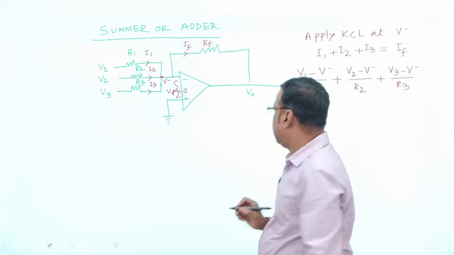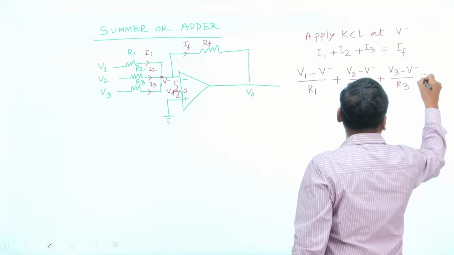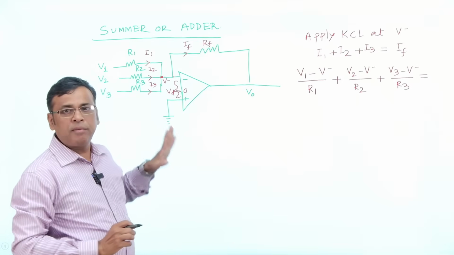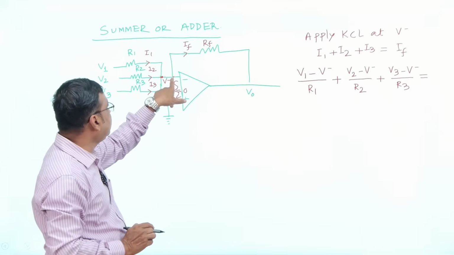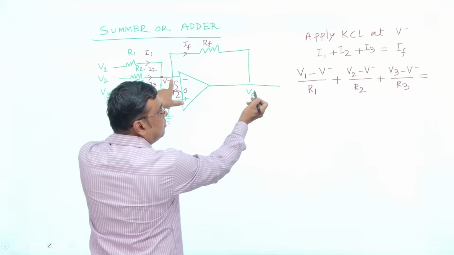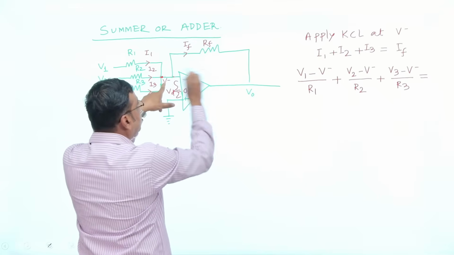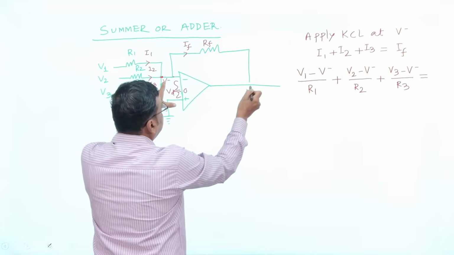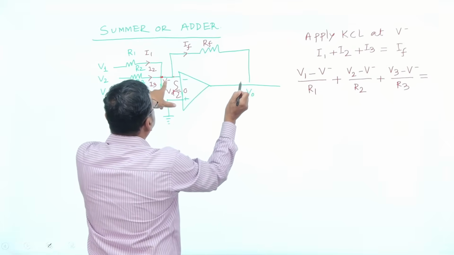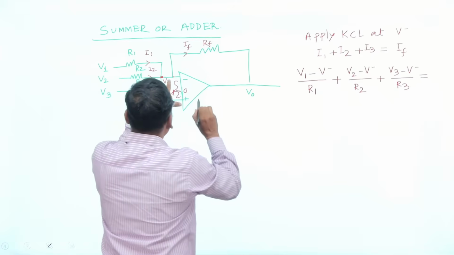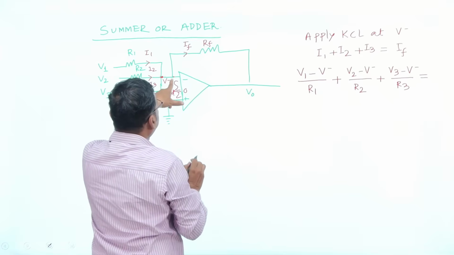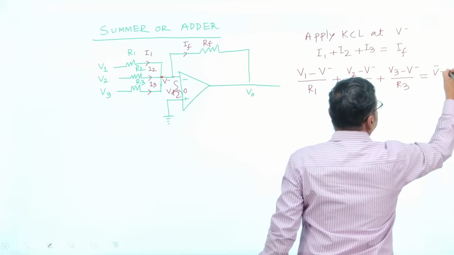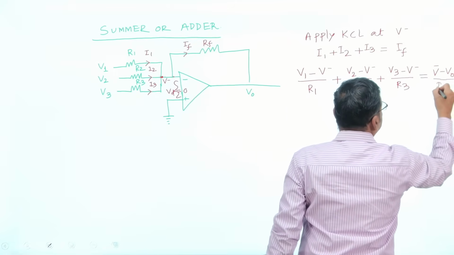Is it not? Then it is equal to IF. IF is through your feedback resistor. Tell me, what is the value of IF? Current is your voltage by resistance. This potential is what? V minus. This potential is your V0, because this is your feedback resistor, connected from the output to the input. So the output, this is V0. V minus V0 by Rf. This potential minus this potential, V minus minus V0, divided by Rf.